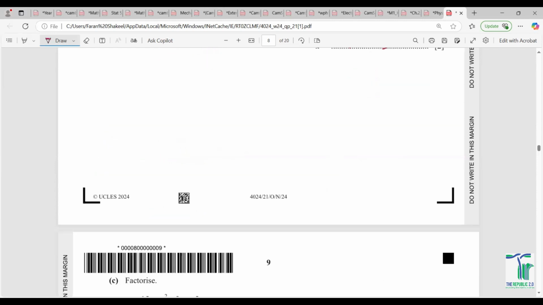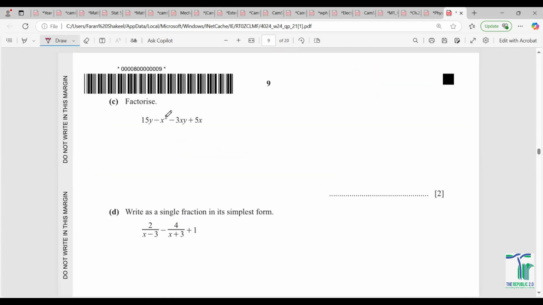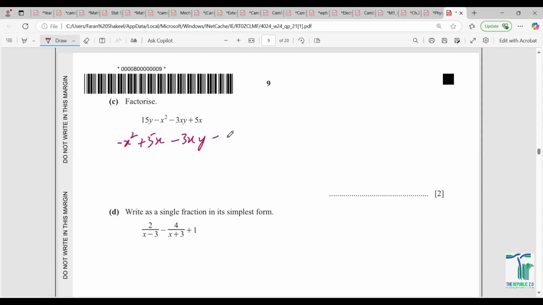Now, we need to factorize 15y minus x squared minus 3xy plus 5x. How can we factorize it? When you have 4 terms, you need to keep them somehow in pairs of 2. So you can write them like 15 minus 3xy minus x squared plus 5x, and you would be having the common thing between the first 2 terms is 3, and you'll be left with 5, and you would be having negative x squared plus 5x negative 3xy plus 15y.